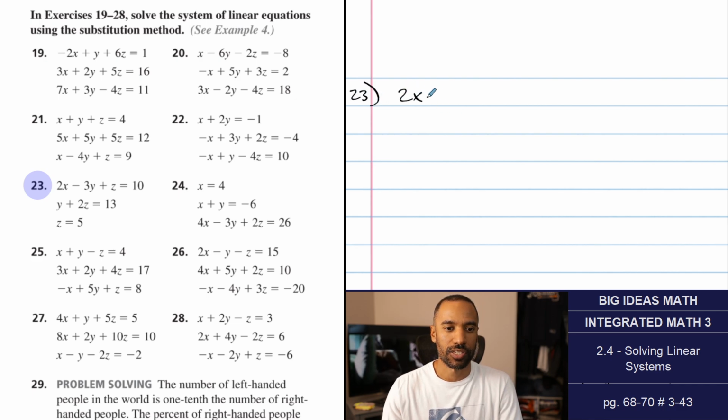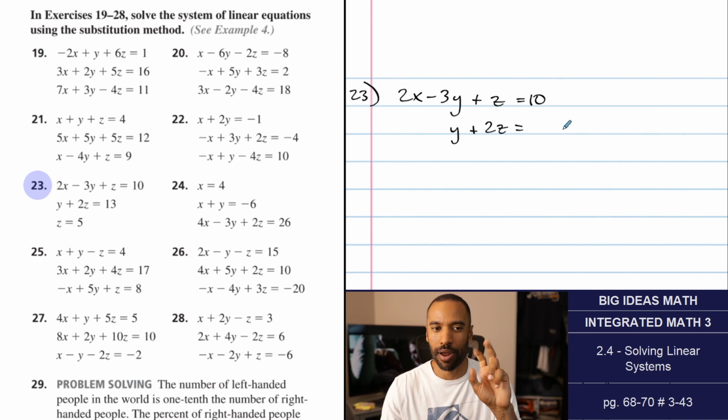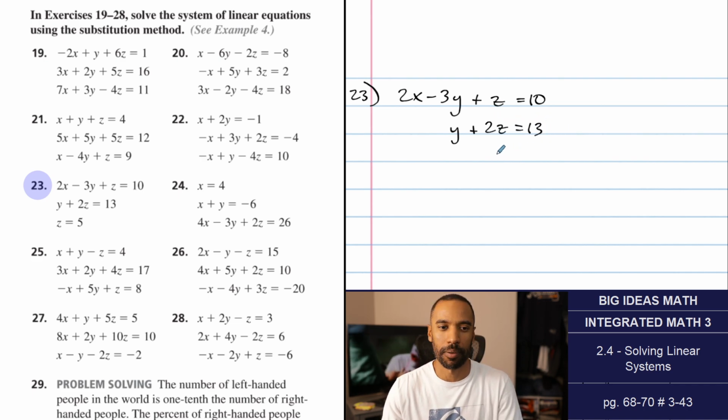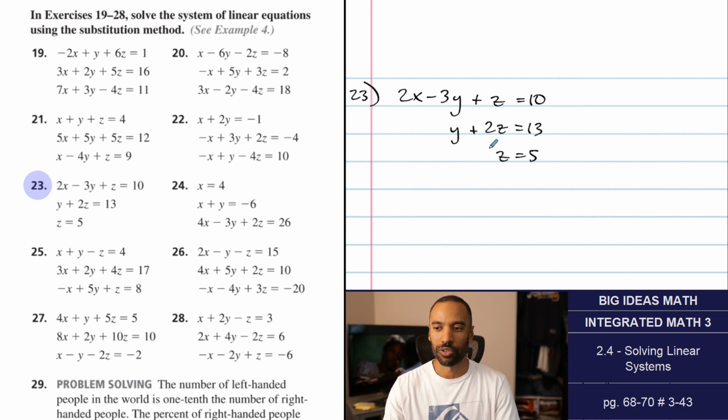We got 2x minus 3y plus z equals 10. Ooh, this problem should be fast. Y plus, this is a fun problem. It's a trickle up problem. You'll see what I mean. Z equals 5. All right, z equals 5. That's literally what z is, right? That's one of the answers.